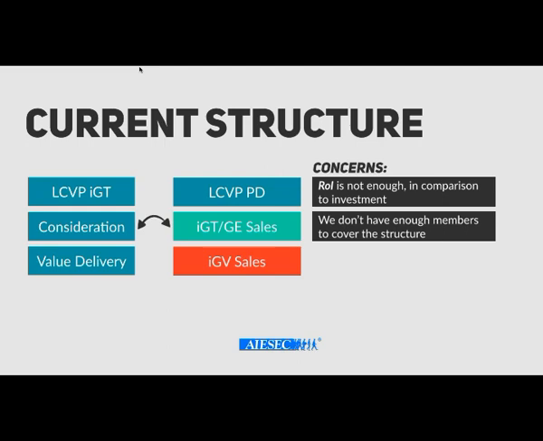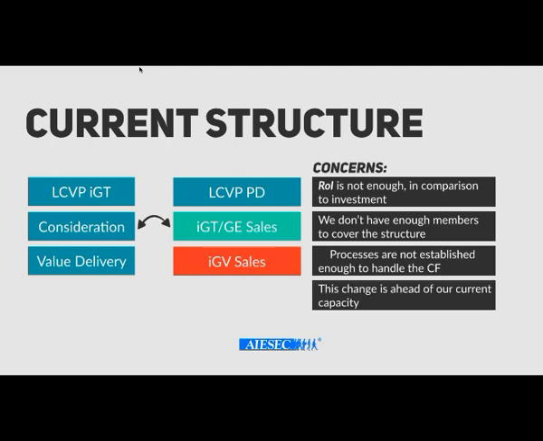So right now, most LCs barely have VPs, like people in GT and GE, directly specified in their structure of PD, or they don't even have people in IGT but they have people in PD. Because of this, it's really hard for us to start implementation with the product, because there's a lack of manpower right now. And then the processes are not established enough to handle the customer flow separately from one department to the other.